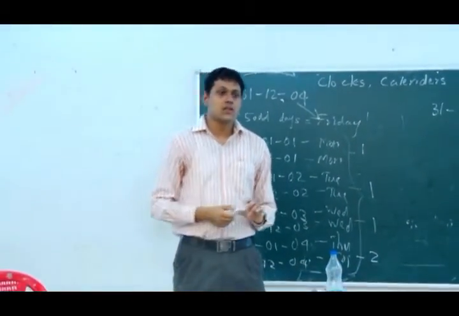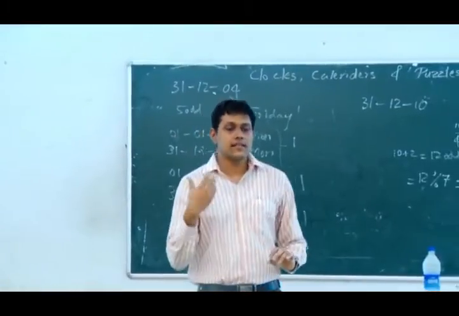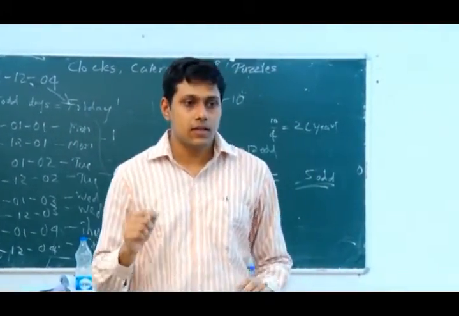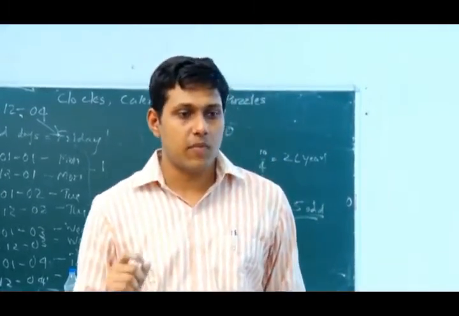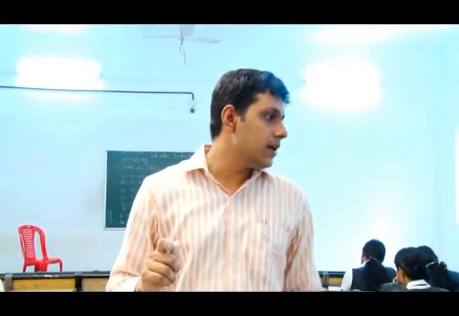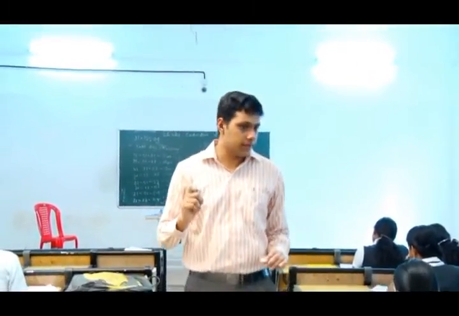So the answer is Friday. When you get a number of odd days that is above 7, always divide by 7 and take the remainder. There you will get the actual number of odd days. Clear? Concept clear?